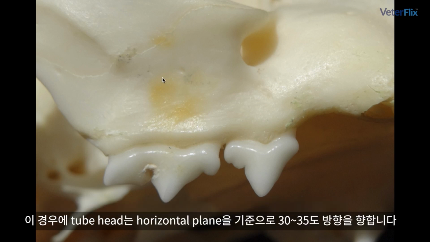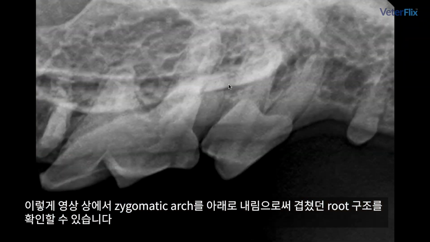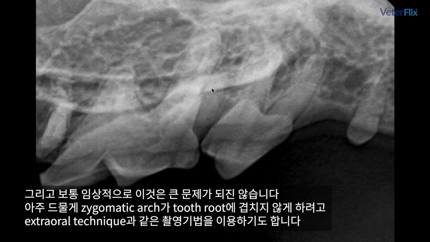take this image. Now the tube head in this case is going to be directed so that it's above the angle of the horizontal plane, about 30 to 35 degrees. So by doing so, it drops that zygomatic arch down relatively radiographically. And so we're going to see that superimposed over the root structures here. Now, generally that's not a significant problem clinically.